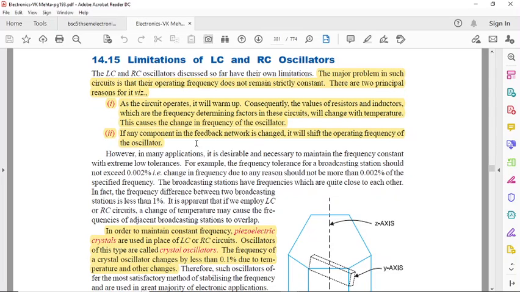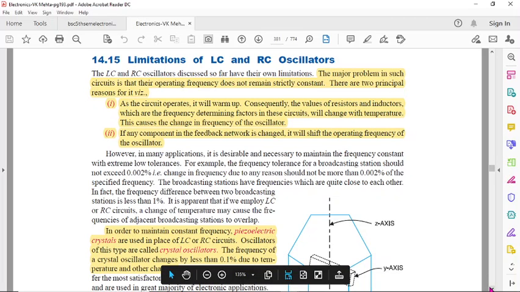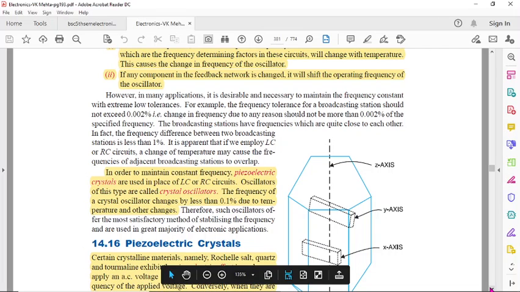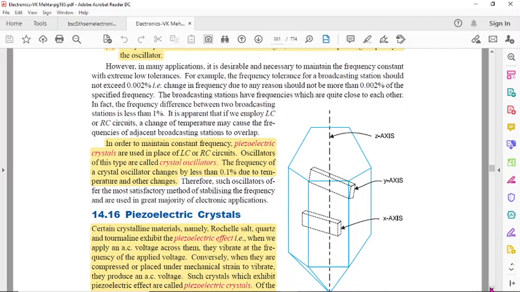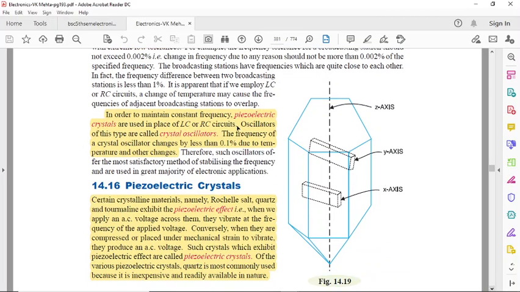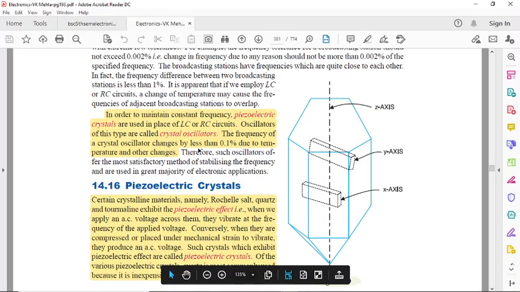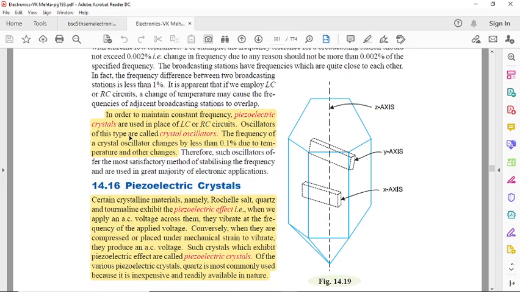If any component in the feedback network is changed, it will also shift the operating frequency of the oscillator. So therefore, in order to maintain a constant frequency, piezoelectric crystals are used in place of LC or RC circuits. Oscillators of this type are called crystal oscillators. The frequency of a crystal oscillator changes by less than 0.1% due to temperature and other changes.